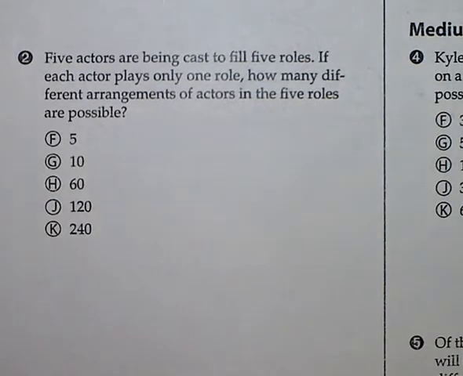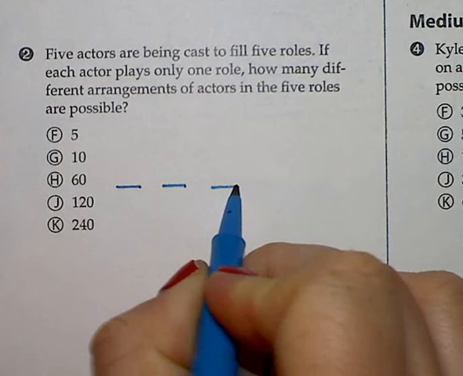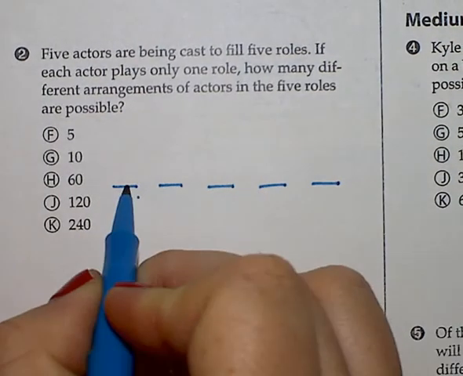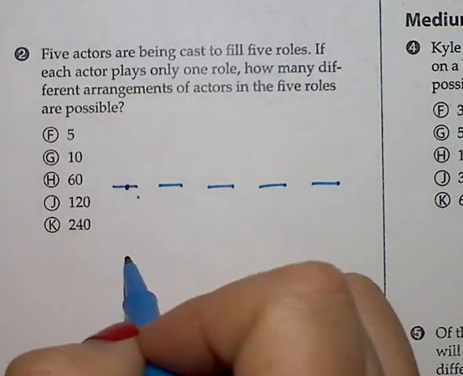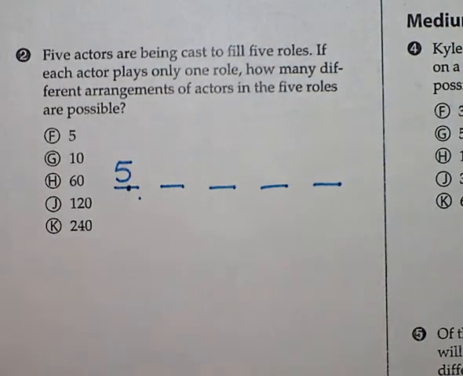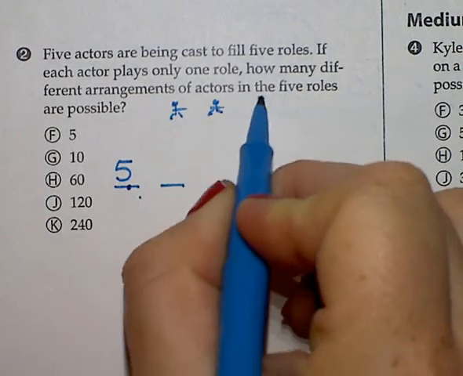5 actors are being cast to fill 5 roles. If each actor plays only 1 role, how many different arrangements of actors in the 5 roles are possible? Please write down 5 lines. So this is going to be role number 1. How many different options do I have for this role? There are 5 different actors that can play it. Now one of those actors gets chosen. So I'm going to say here, you're 5 people.